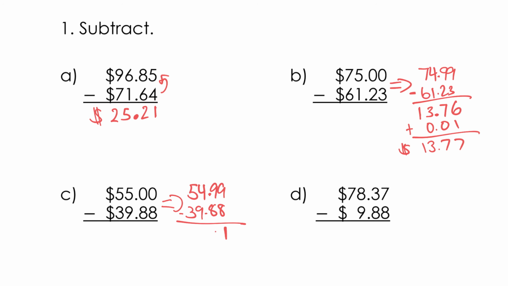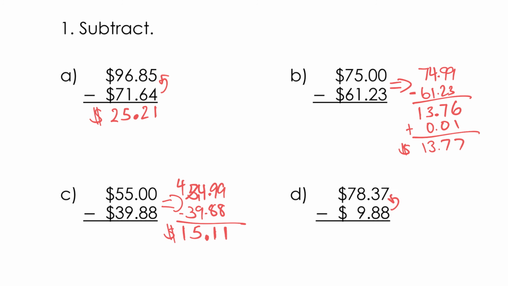9 minus 8 is 1. Decimal, don't forget. Here, we still have to do some borrowing. You can't avoid it all the time. 14 is now our number. 14 minus 9 is 5. 4 minus 3 is 1. 15, 11. And of course, you guys are going to go back and double check these. We do not have to rewrite this.